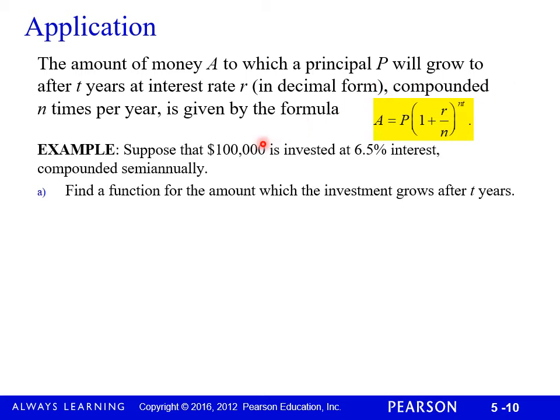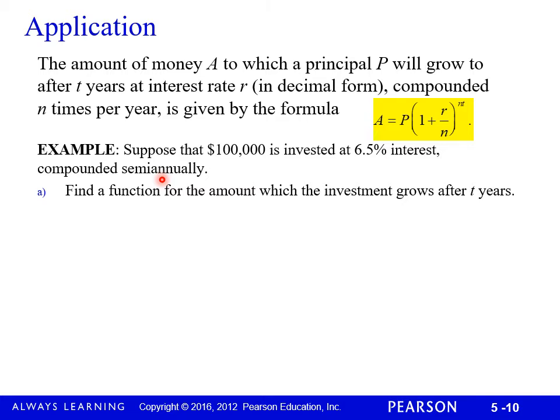Suppose that $100,000 is invested at 6.5% interest compounded semi-annually. Let's look at these numbers and see how they relate to the formula. The $100,000 is what we put in initially, so that is our p-value. It's called principal in finance, or present value, what you start off with. It's invested at 6.5%, so our r value would be the 6.5% converted to a decimal, which would be 0.065.